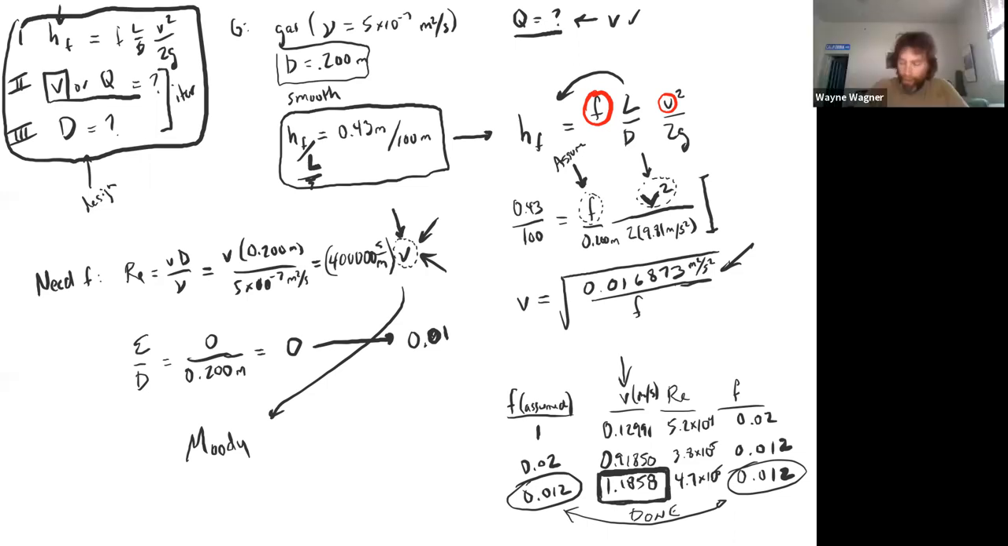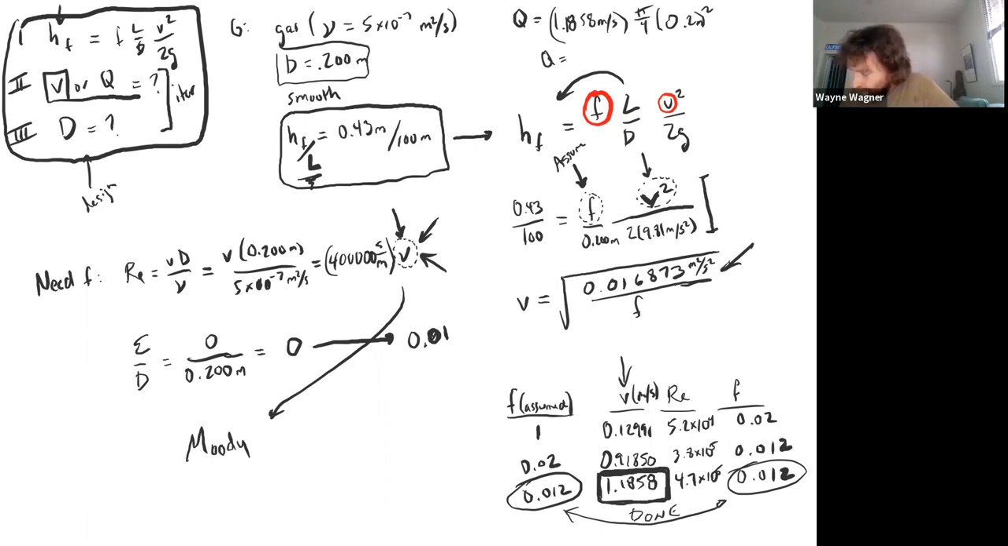To me, that's kind of trivial at this point in the course, but we'll go ahead and do it just because. So we'll say Q equals 1.1858 meters per second times pi over 4 times the diameter 0.2 squared, meters squared. Okay, so Q equals whatever that is.